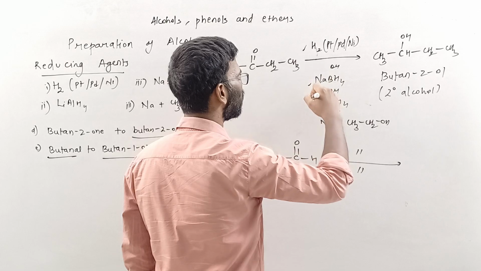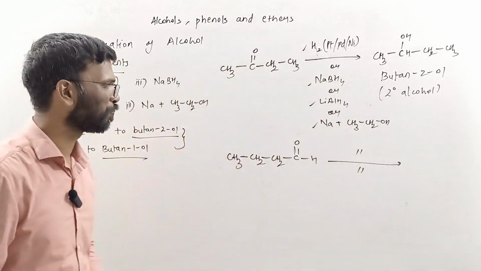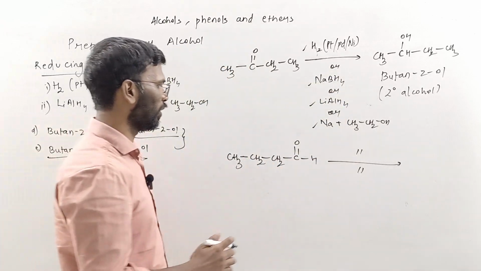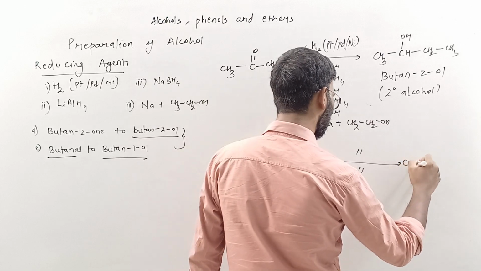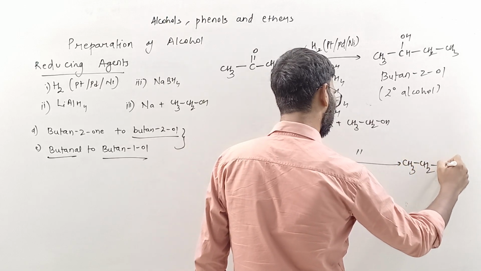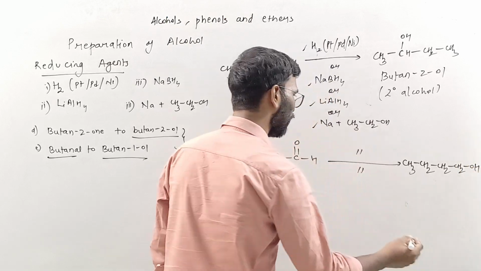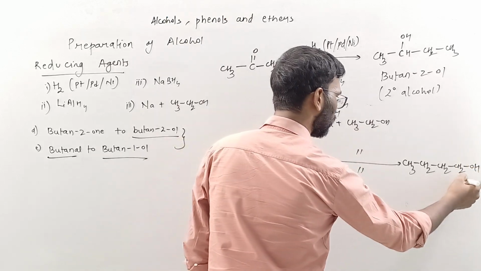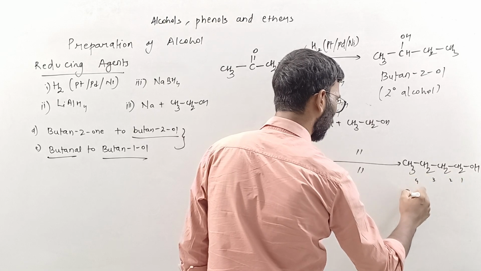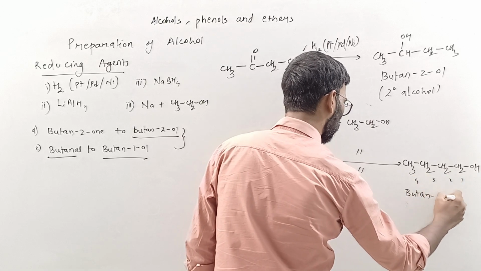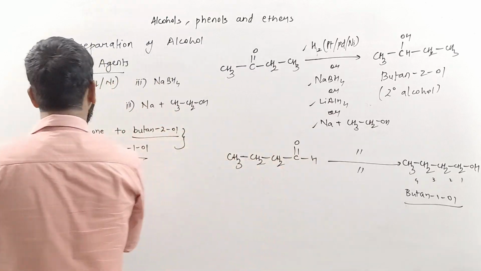Use this or this, it doesn't matter. Any of these reducing agents. This will change to what? CH3, CH2, CH2, CH2, OH, right? So butan-1-ol. This is 1, 2, 3 and 4. The naming is butan-1-ol. Right? So these are the preparations.